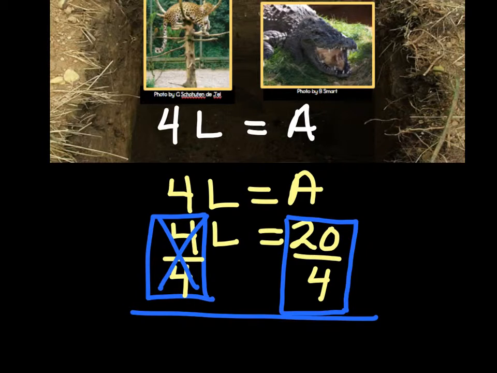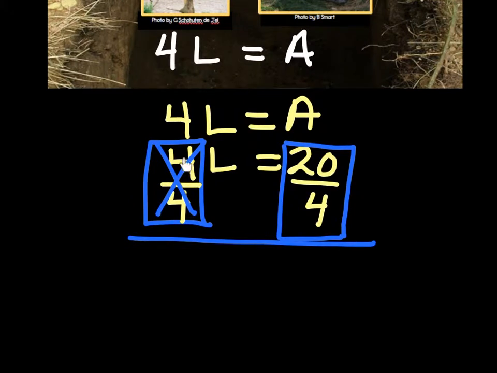Alrighty, so now here we're ready to rock and roll, and over here I've got 4 divided by 4. This is canceled out, so I'm going to just drop the L right down there. And then on this side of the equal sign, I've got 20 divided by 4, which gives me 5. And bam, right there is your answer.